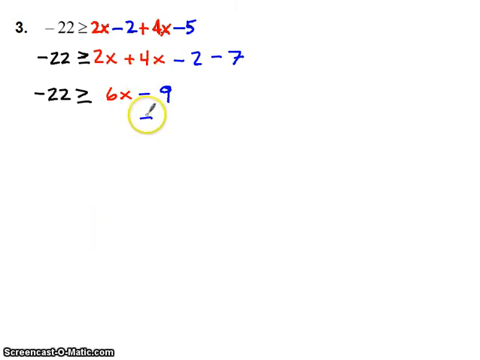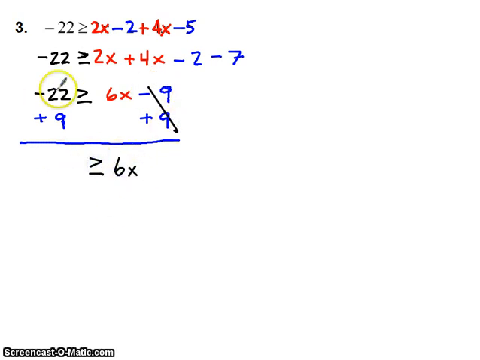And so we're going to add 9 to both sides, which will cancel. A minus 9 plus 9 cancels. We're left with a 6x all by itself. And a minus 22 plus 9. Well, if you were to borrow $22 from me and pay me back 9, what would you owe me? Give up? Okay. You would owe me $13.